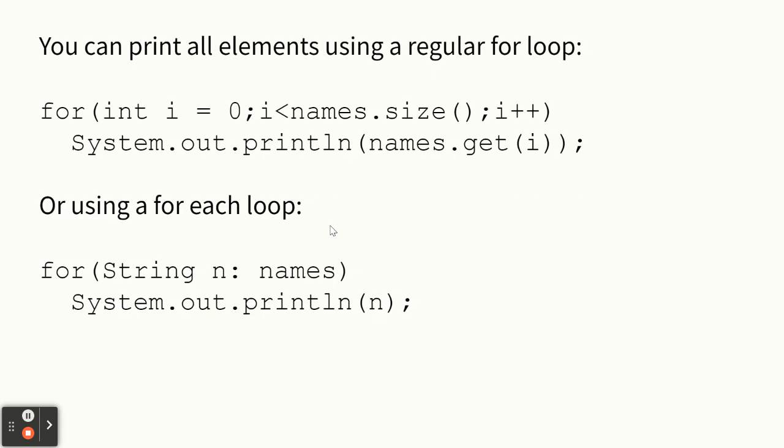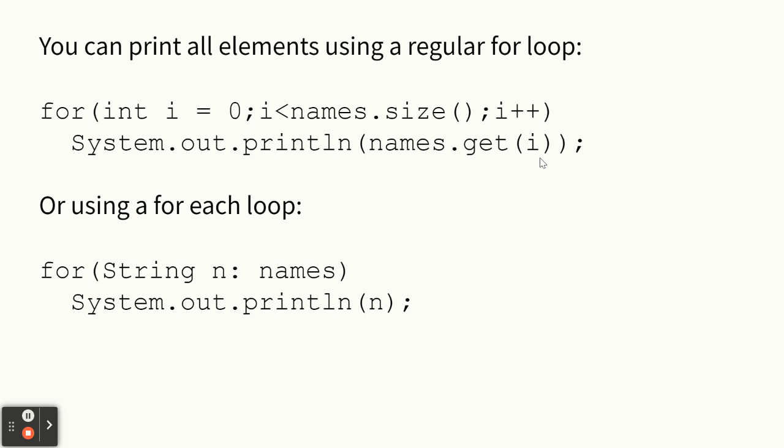So you can use a for loop. Here's a regular for loop to print everything one at a time. int i equals 0, i less than names.size, and we're printing names.get(i). .get and .size are pretty similar to .length, where it's just the dot, at least with the prints. .size is just like .length with the prints.